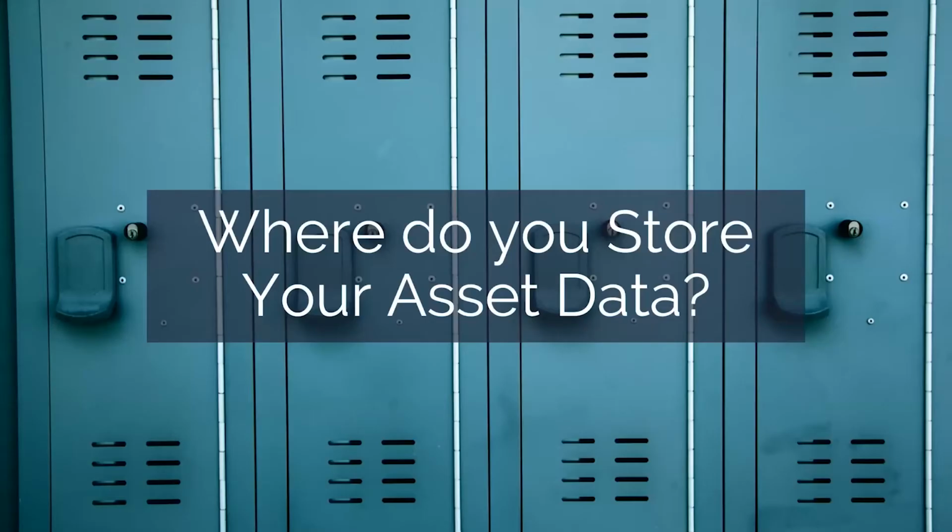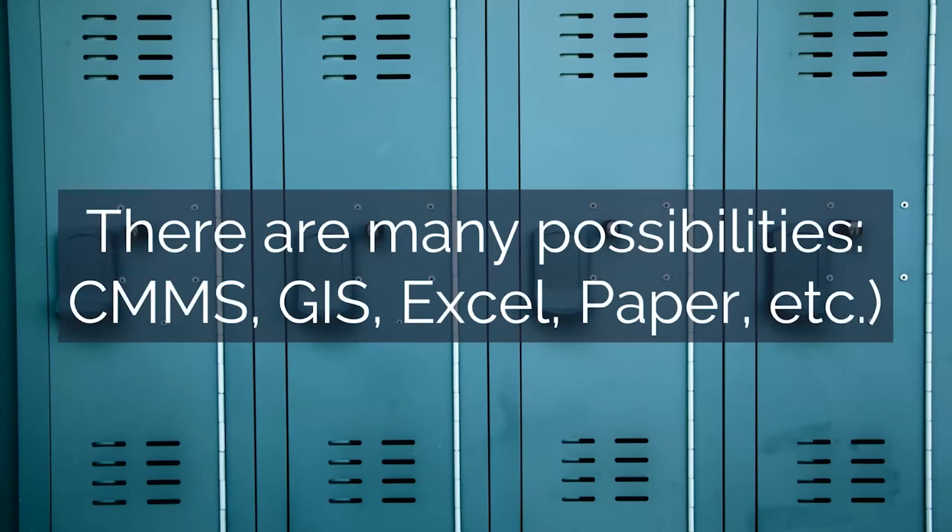Obviously, if you're building an inventory, you have to think about where you're going to store that information. There are a ton of different ways to do that. You can use a CMMS, computerized maintenance management system. You can use GIS, which we'll be talking about in the second half today. You can use Excel, you can use paper. I've seen a utility keep their inventory in a recipe box because they were very, very small, and that was an efficient way for them to do it.